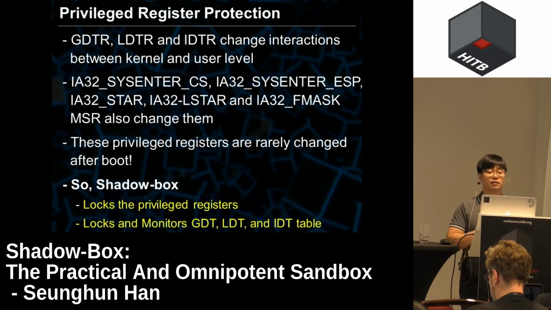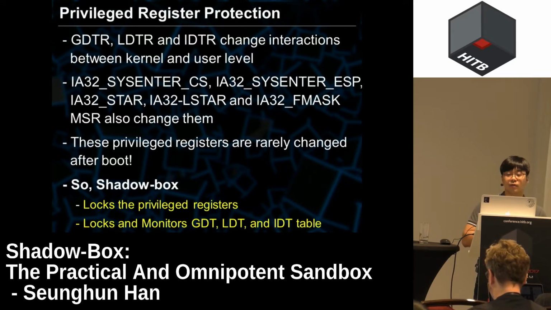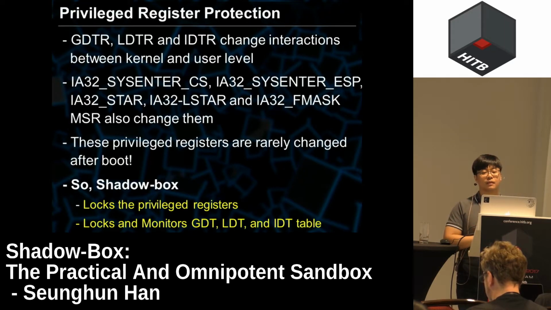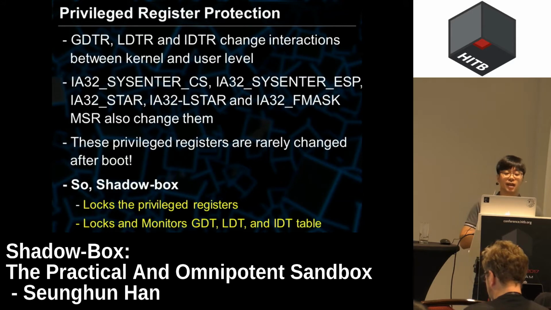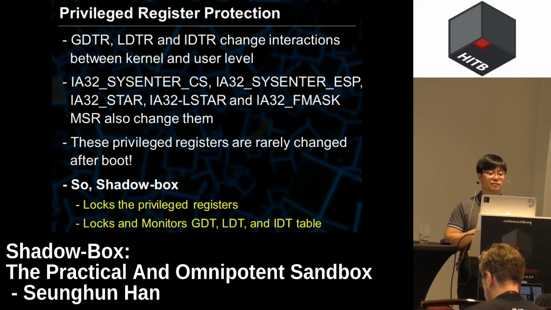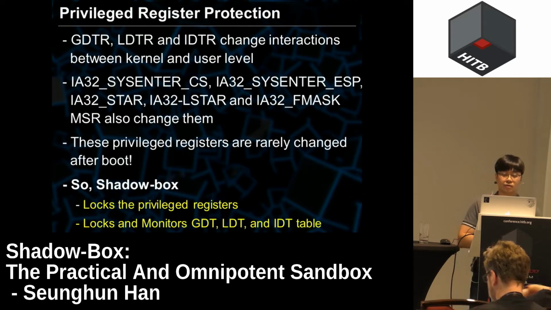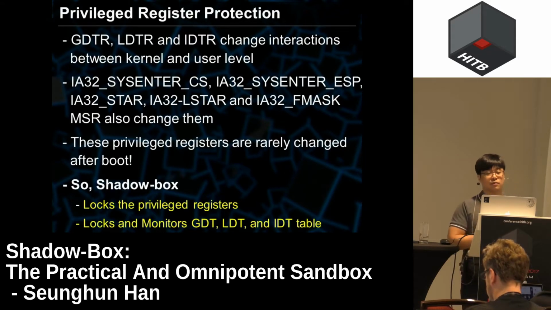Static and dynamic kernel object protection are important, but for ensuring operating system integrity, interactions between kernel and user privilege should also be protected. x86 processors have many privilege-related registers and system tables. Therefore, Shadowbox protects them using VT and memory lock technique. To be honest, these are minor techniques, so if you want to know more, please check my paper.